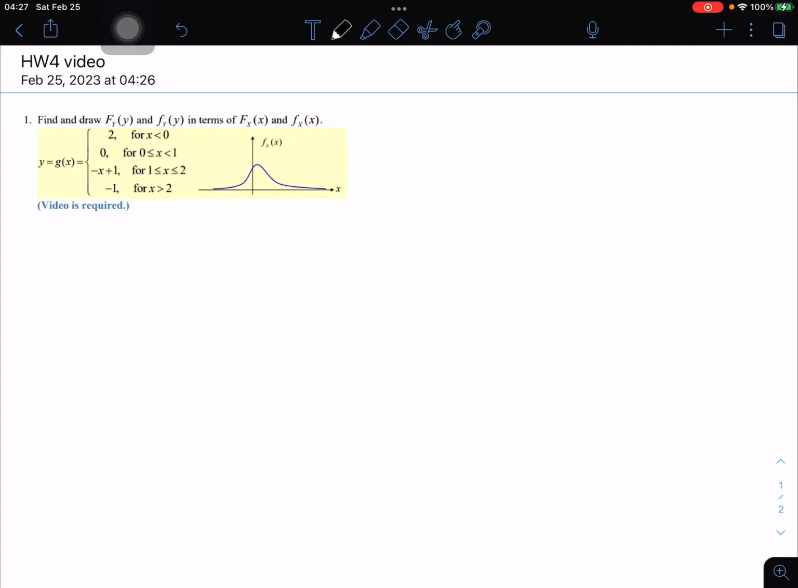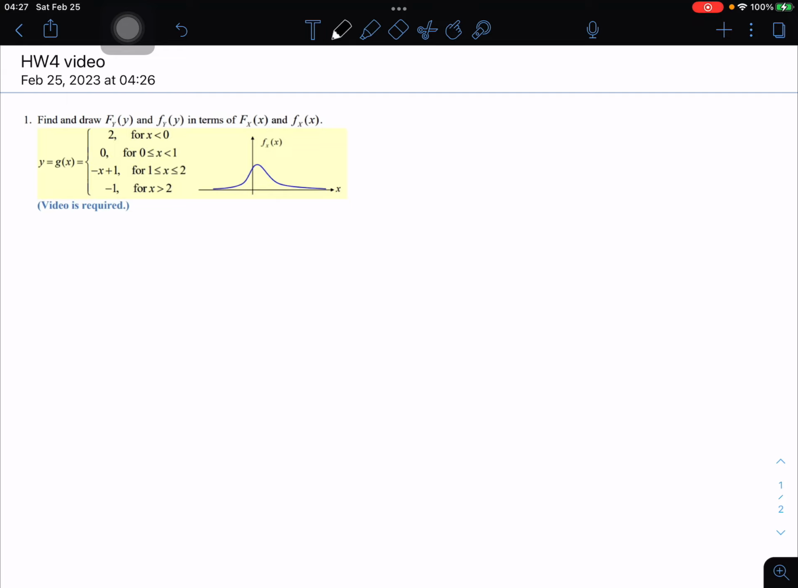Okay, let's look at the first question. Find and draw big F y and small f y in terms of big F x and small f x. Okay, we can see that the function y equals g x is a four-part function of x.